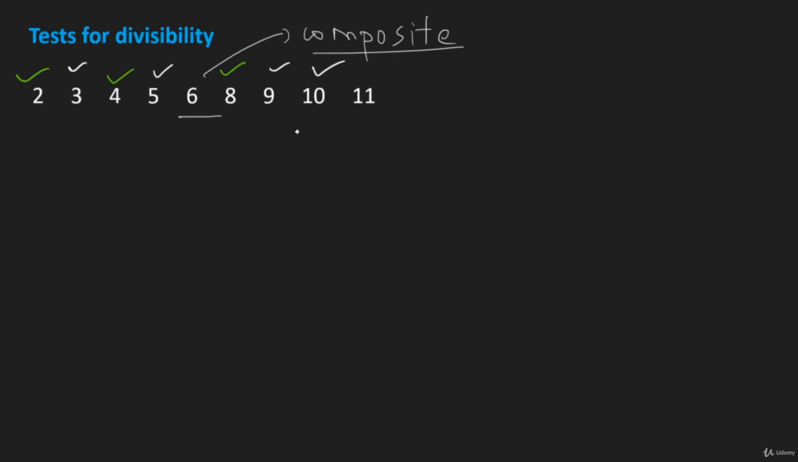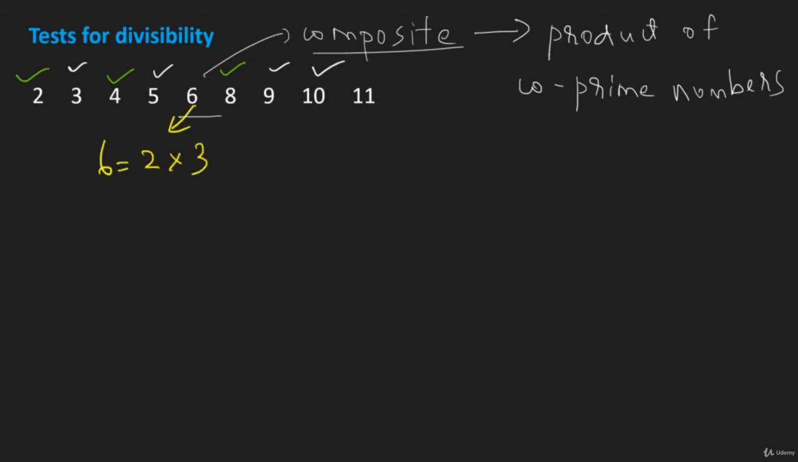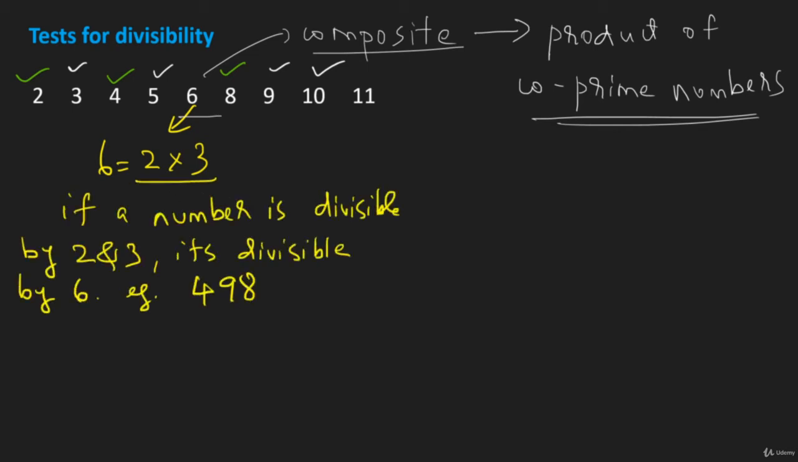Alright, now if I want to check whether a given number is divisible by a composite number, I need to express the composite number as a product of co-prime numbers. What do I mean with co-prime numbers? These are numbers which have no other common factor other than 1. Alright, so let me express 6 as 6 is equal to 2 into 3, and with this example we'll understand this in a better manner. So I am writing 6 as 2 into 3. Now if a number is divisible by 2 and 3, it's divisible by 6.